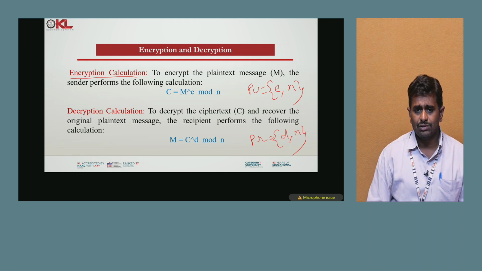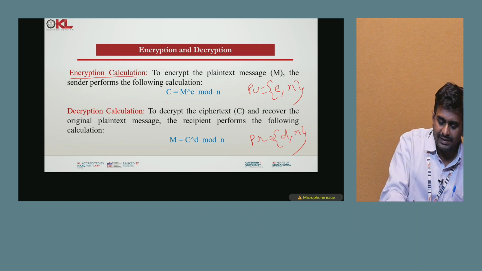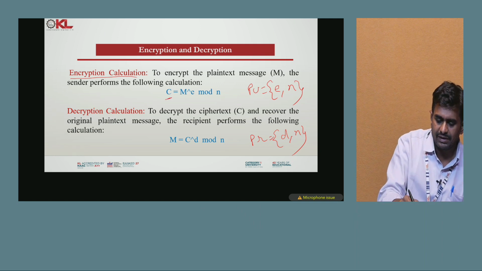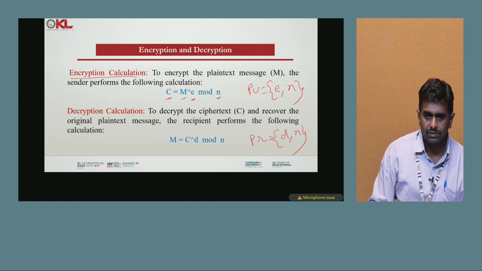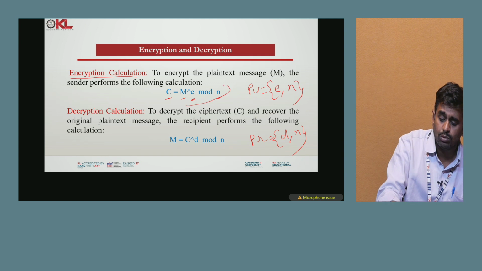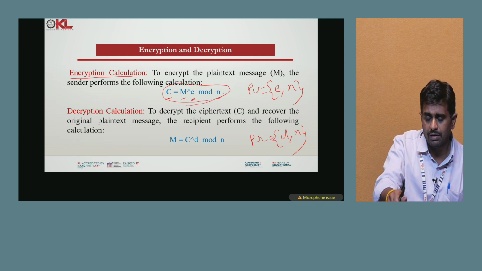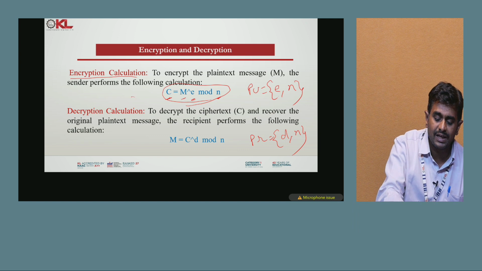Now encryption: to encrypt the plain text message, we find the ciphertext based on these public key values. The formula is C equals M power E mod n, where C is the ciphertext, M is the plain text, and E is one of the values in the public key. This is formula 2. After executing this formula you get the C value, which is the ciphertext.